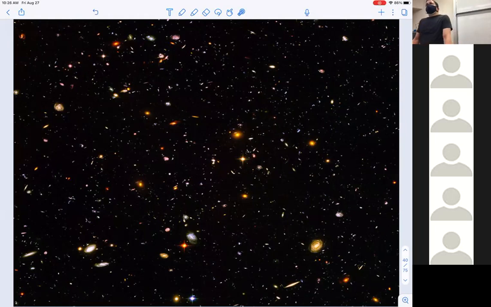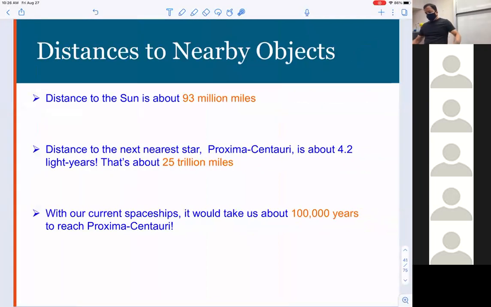Now, when I said that it takes us 100,000 years to get to the next nearest star, what does that mean? Well, we are part of the Milky Way galaxy. Maybe I should go to the next slide here. Let's get some distances in our head. The distance to the sun is about 93 million miles. The distance to the next nearest star is about 25 trillion miles. It's about 4.2 light years, meaning that if you turn on a flashlight pointed at Proxima Centauri, it'll take that beam of light 4.2 years to reach Proxima Centauri. And with our current spaceships, it would take us on the order of 100,000 years to reach Proxima Centauri.